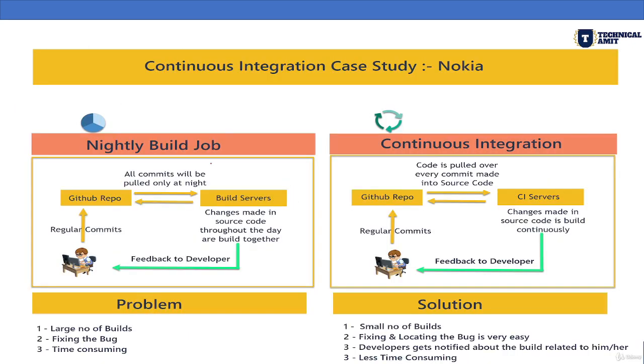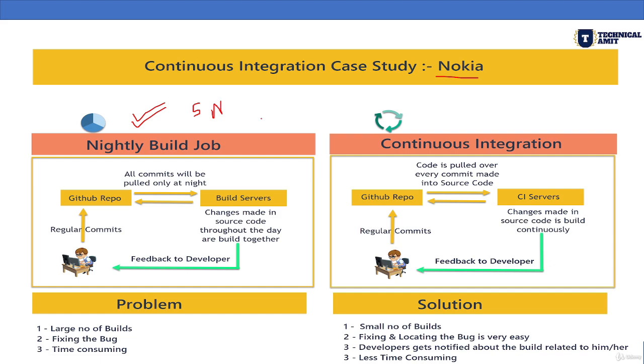Now, let's talk about a very famous case study, the Nokia case study, which is about continuous integration. So let's quickly first talk about what Nokia was doing. They were doing a nightly build job, like we did in the previous video. What we did is we scheduled a job to execute every 5 minutes. What Nokia did is they scheduled a job to execute every night.